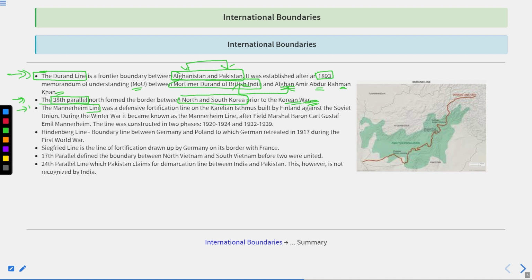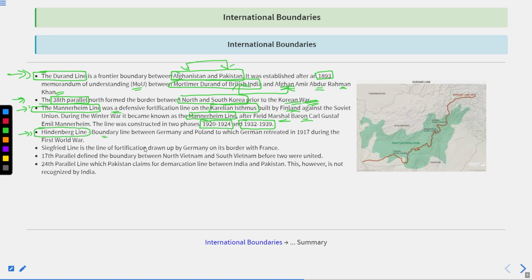The Mannerheim Line, a defensive fortification line on the Karelian Isthmus, built by Finland against the Soviet Union. During the Winter War, it became known as the Mannerheim Line after the field marshal Baron Karl Gustav Emil Mannerheim. The line was constructed in two phases. The first phase was between 1920 and 1924 and the second phase was between 1932 and 1939. Okay. Then we have the Hindenburg Line.